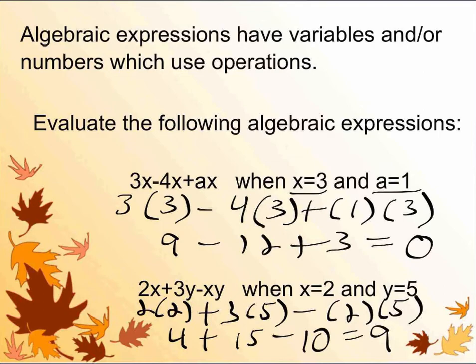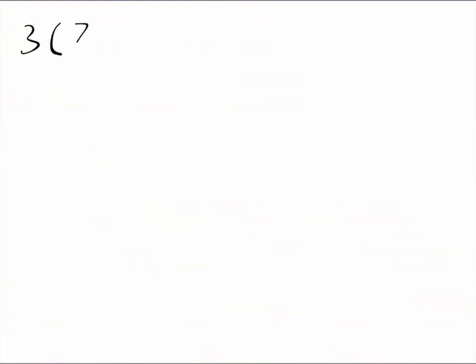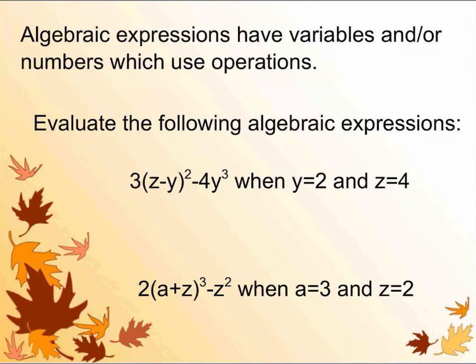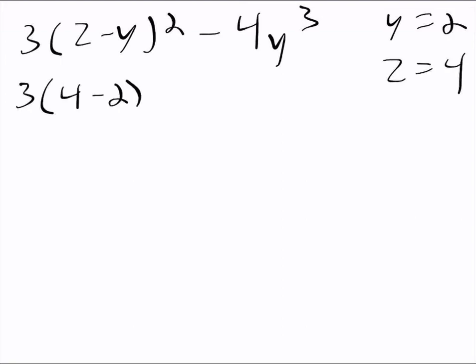Okay. Let's look at some more examples. It's a little bit more complicated. I'm just going to rewrite this on another page. So we have 3 times the quantity z minus y squared, minus 4y cubed, and we have y equals 2 and z equals 4. So let's start filling it out. 3 times, z is 4, y is 2, minus 2 all squared, minus 4 times y is 2, all cubed.